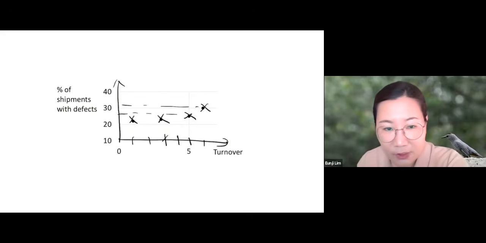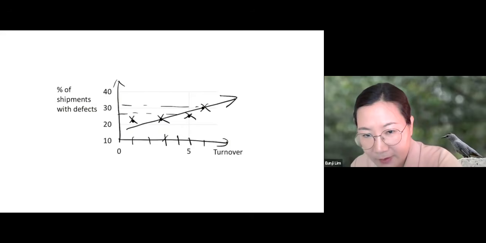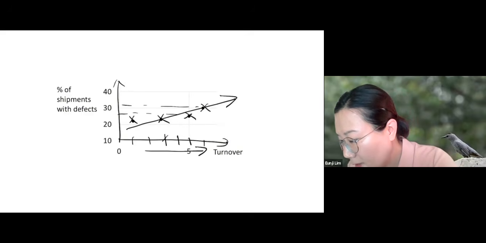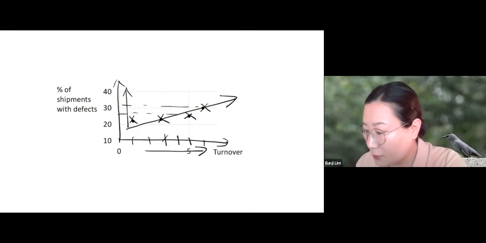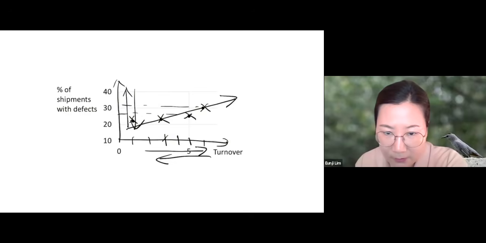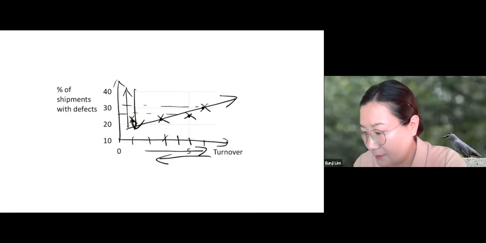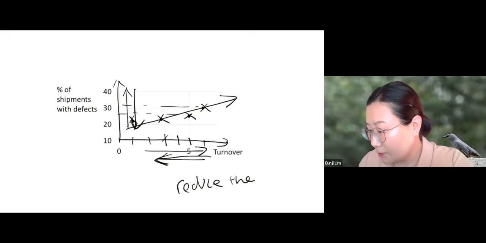So can you find the relationship between the 2? It looks like there is a positive relationship between the 2. So if the turnover goes up, the percentage of shipments with defects goes up. When the turnover goes down, the percentage of shipments with defects goes down. So what would you recommend to reduce the percentage of shipments with defects? We need to reduce the turnover. The answer is reduce the turnover.